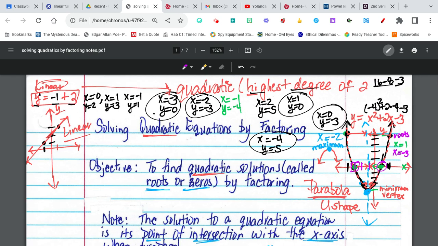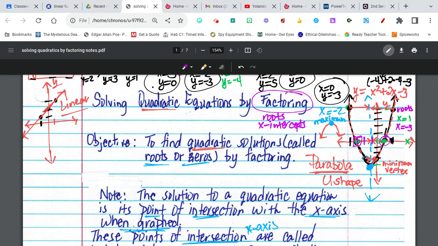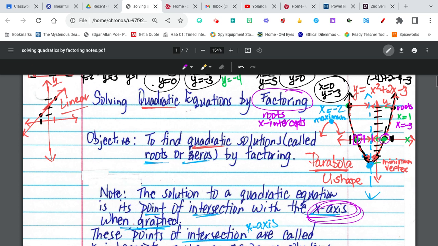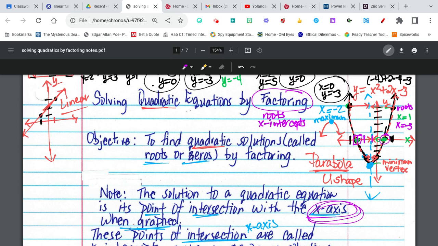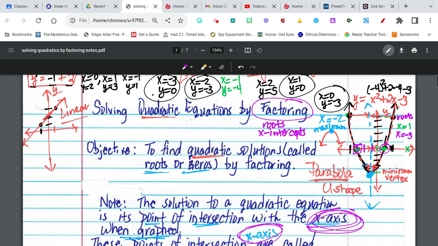But I won't do a whole lesson on graphing. It was just an introduction. The lesson I want to do is how do you find the roots or the intercepts without graphing, but by factoring. So what we want to do is find those roots or x-intercepts, where our equation, when graphed, would cross the x-axis. But we don't want to do it by graphing now. We just want to do it by factoring, okay?